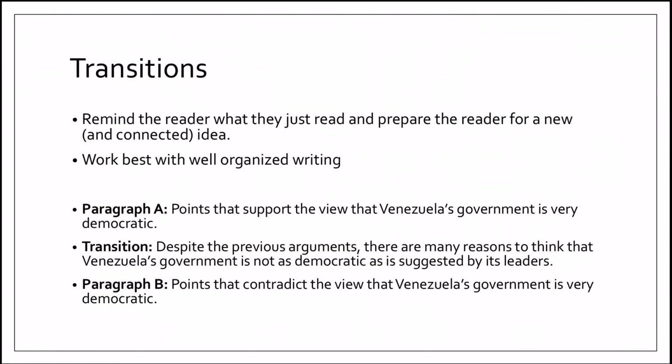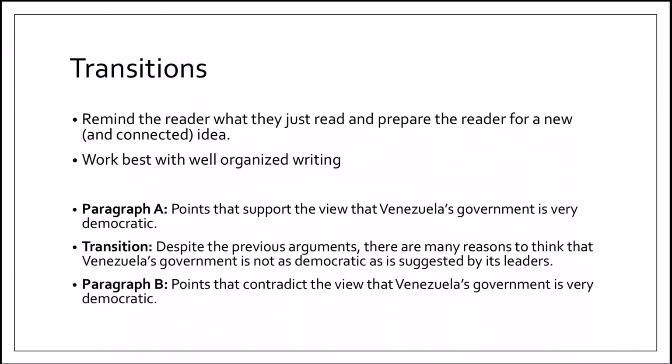So right here, if I've got this first example here, I've got these paragraphs to talk about how Venezuela's government is supposed to be democratically organized, and then I'm trying to move to say that, while the structure of the government is very democratic, however, right now it's not.